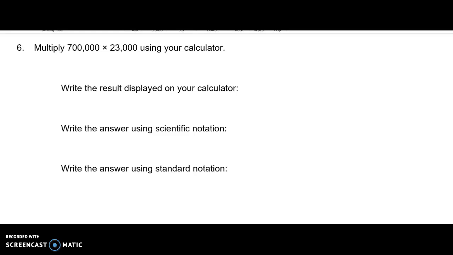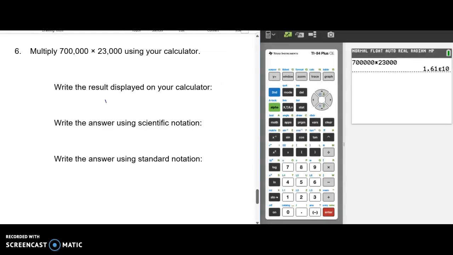Now we're going to use our calculators. I want you to go ahead and put 700,000 times 23,000 into your calculator. When I put that in my calculator, I got 1.61 E10. Now, I know my teacher wouldn't allow me to write E10 on my paper, so I'm going to change that to scientific notation. And that would be 1.61 times 10 to the 10. So whatever we see after the E, we make it times 10 to that number. Now we want to write our answer using standard notation.